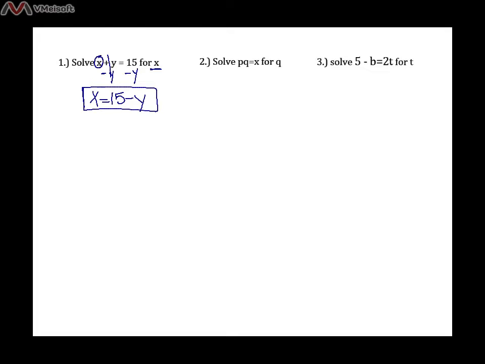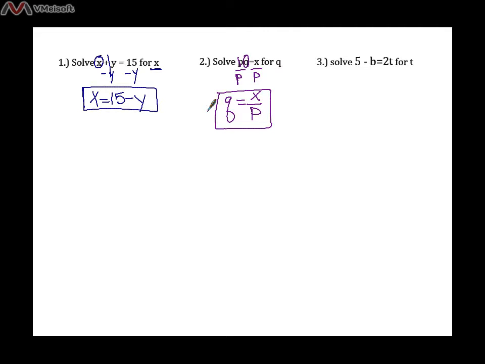For the second one, we're going to solve for q. So I'm going to circle my q. Oh, there's no other terms. Since it's p times q, I'm going to divide both sides by p. My p's cancel. They become 1q, or just q equals x divided by p.